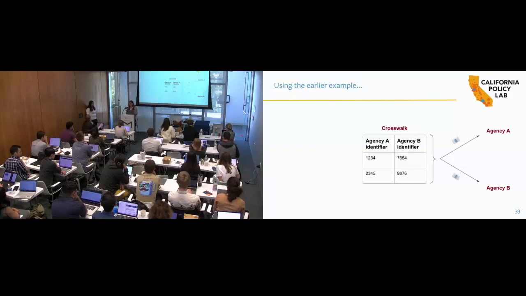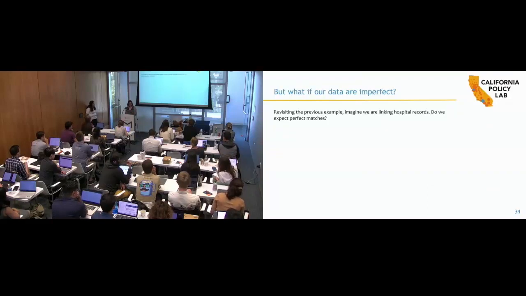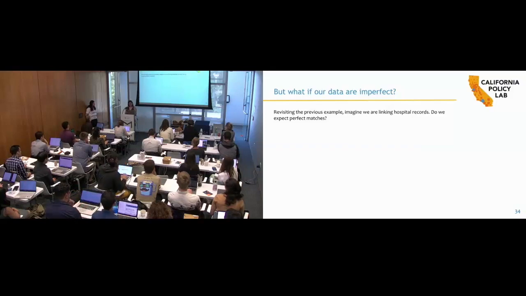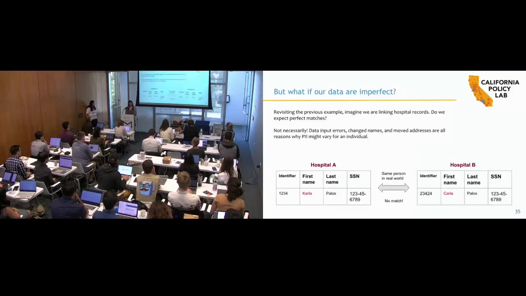Absolutely. Yeah, so we have a whole strategy for how we do that, and we'll go into that as well. But as you all know, working with data sets and administrative data sets especially, the data are often imperfect. So again, imagine we're linking hospital records. Do we really think all of the true matches are going to be perfect matches? And I think the answer is probably no, right?